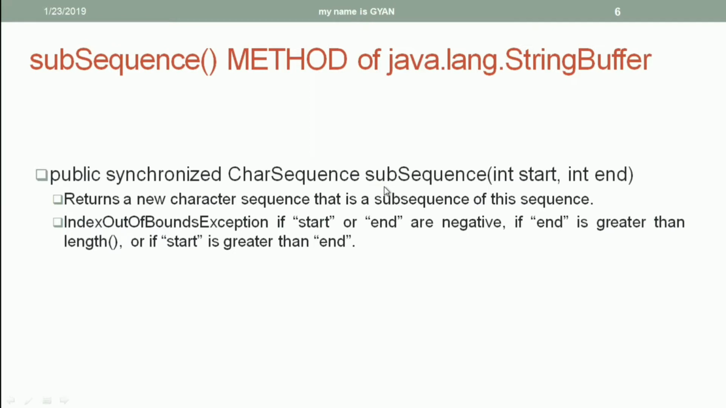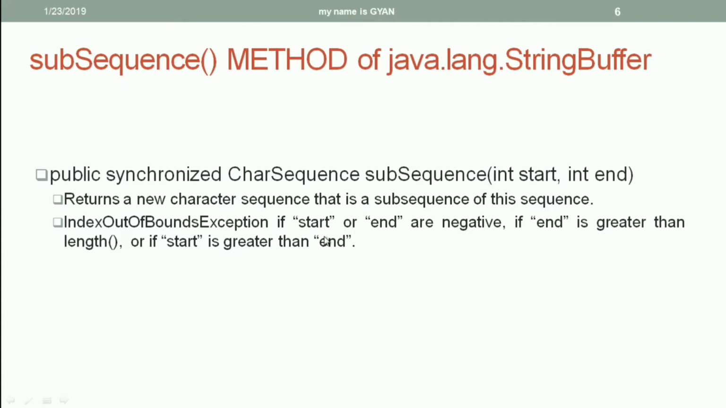So all the properties of the subSequence method are similar to the substring method. The subSequence method returns a character sequence that is a subsequence of this sequence, means the caller sequence. The subSequence method throws index out of bounds exception. If you remember, the substring method throws string index out of bounds exception, but the subSequence method throws index out of bounds exception if the start index or end index are negative, or if end index is greater than length, or if start index is greater than the end index.